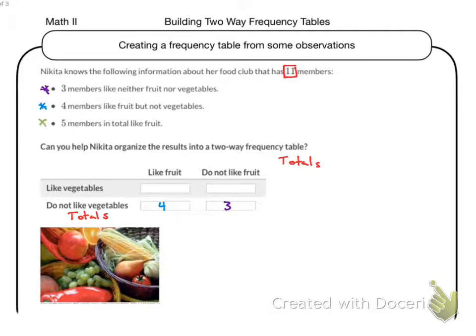Now, a little bit trickier. So 5 members in total like fruit. So like fruit, total, we have 5. Okay. Which means 1 would go here, right? Because 1 plus 4 gives us 5. So that kind of was a little given.